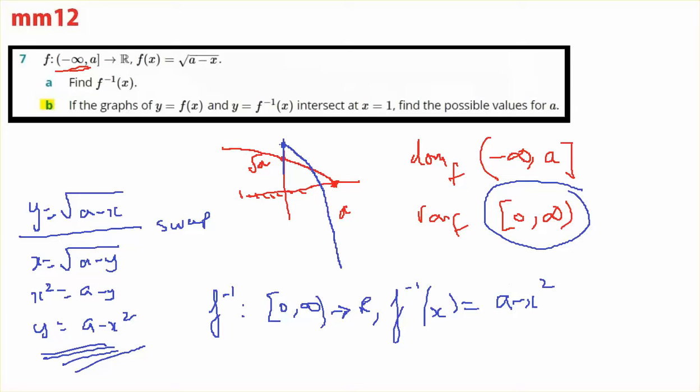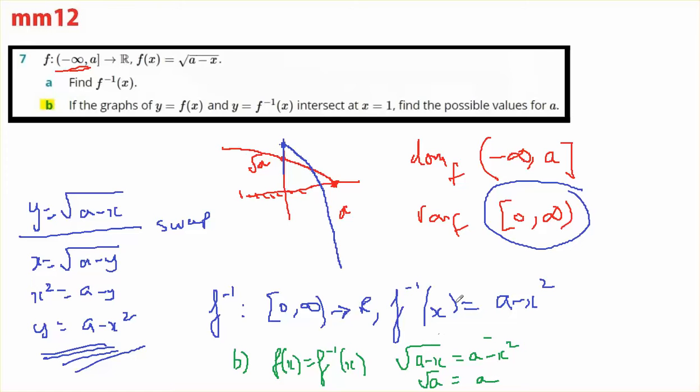Part B then asks me to find a if it intersects at x equals 1. So it will intersect when f of x equals f inverse of x. Therefore, the square root of a minus x equals a minus x squared when x equals 1. So the square root of a equals a.